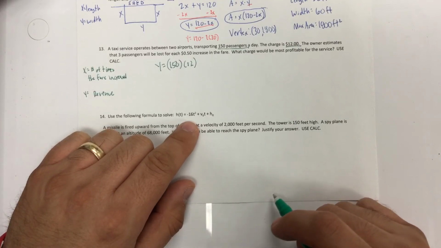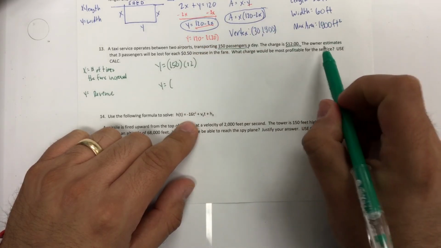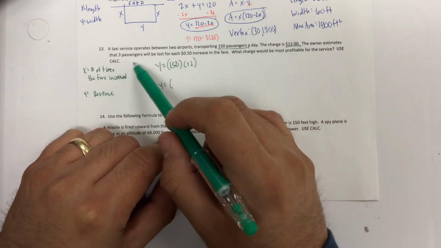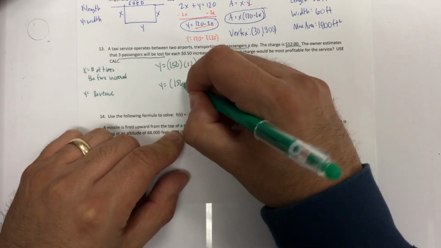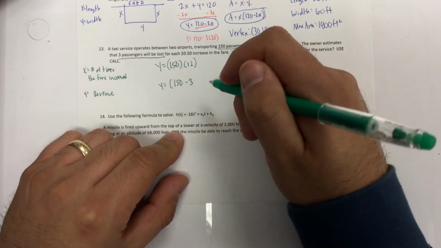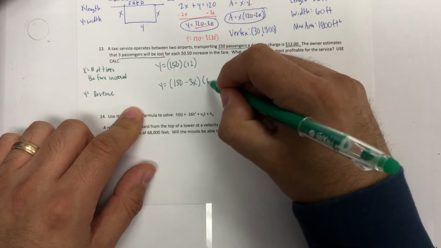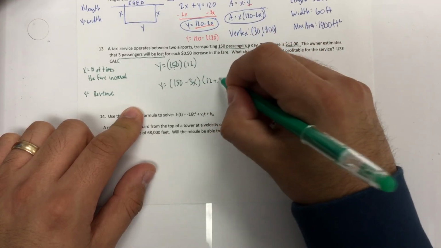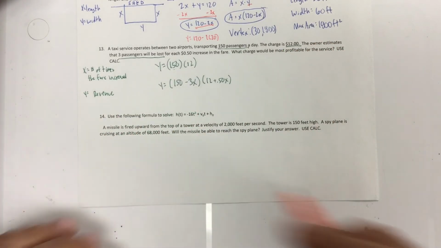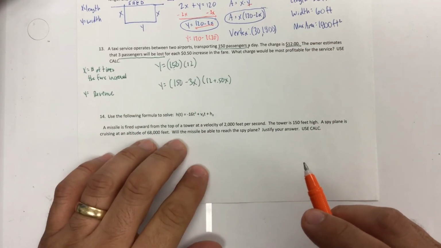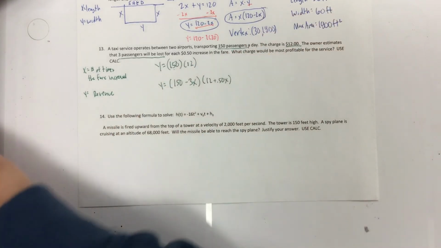Now, to maximize this or make it most profitable, they go on to say that the owner estimates that 3 passengers will be lost. So if you lose 3 passengers, that means it's going to be 150 minus 3. Now, how many times? It's going to be the number of times you increase the fare, which is X. And then the price is currently $12, and we're going to increase it by 50 cents so many times, which is X as well. So then from here, we know the equation, which is going to be right here.